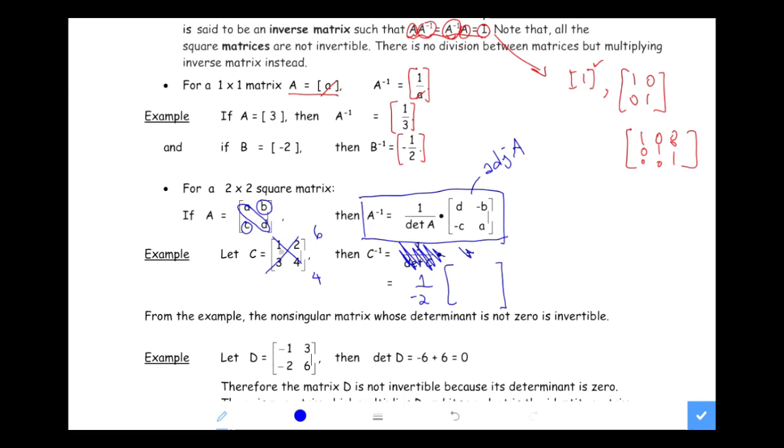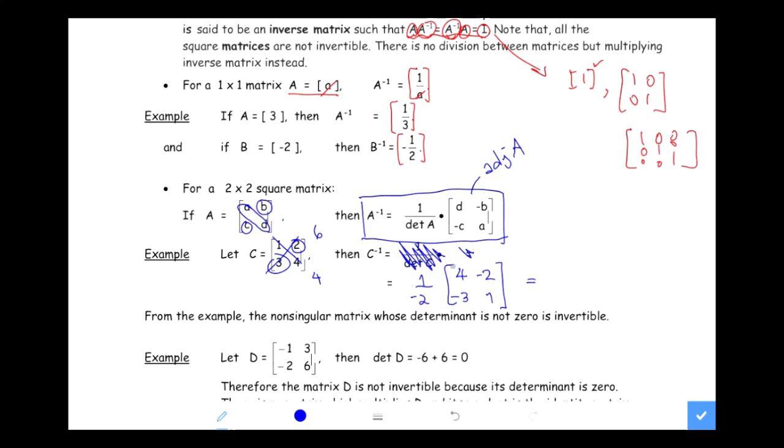And for the adjoint matrix of C, I have to swap 1 and 4. So 1 will just go down, 4 will go up. For 2 and 3, I will have to give them a new sign. That's it. Okay, so let's multiply it in.